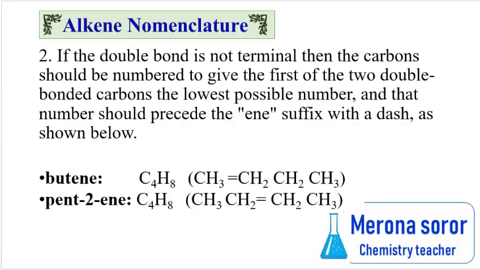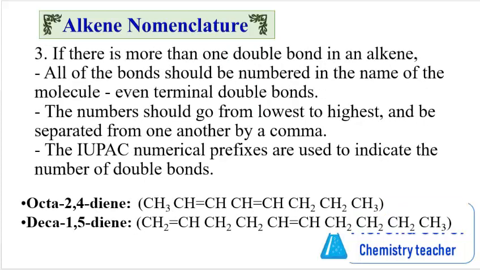If the double bond is not terminal, then the carbons should be numbered to give the first of the two double bond carbons the lowest possible number, and that number should precede the -ene suffix with a dash, as shown below. But-2-ene. Step number 3.